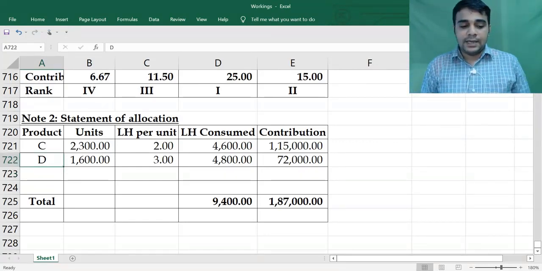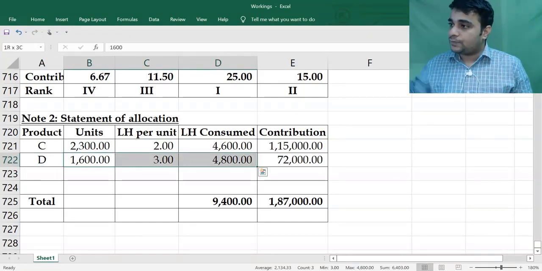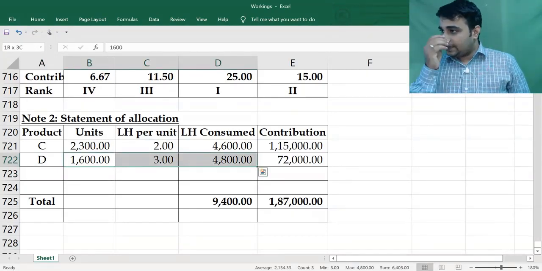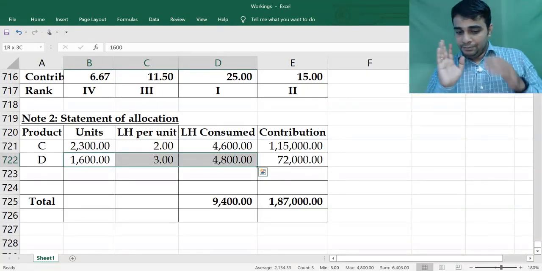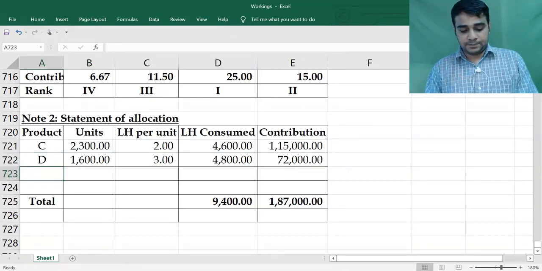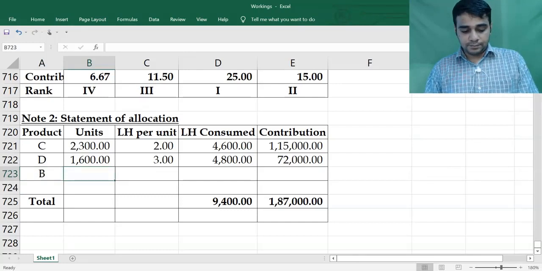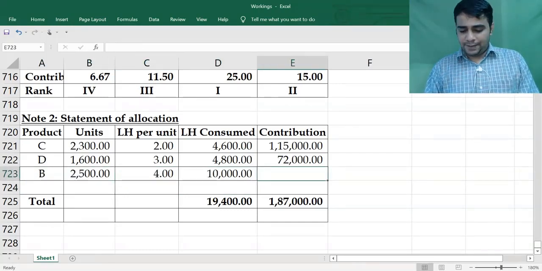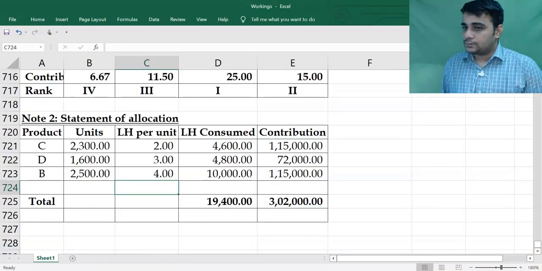In fact, even before writing the 1600, somewhere in your mind you will have to do this calculation whether it is fully possible or not. Here I can keep doing it and keep deleting it. In Excel it's possible, but somewhere in your mind you will have to keep in check that the 20,000 number is not touched. What is the next rank? B. What's the demand? Hours per unit? Okay, fine. We have not touched 20,000.